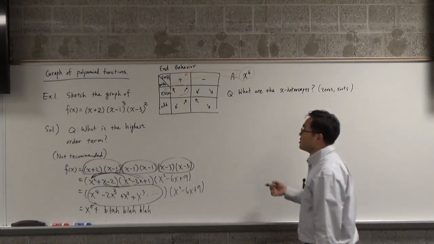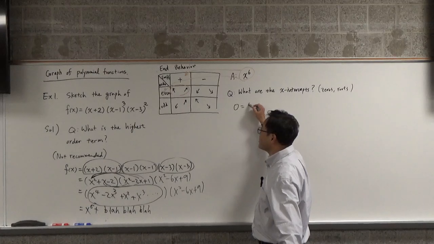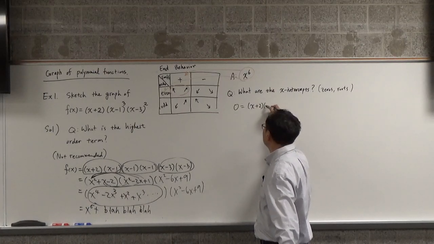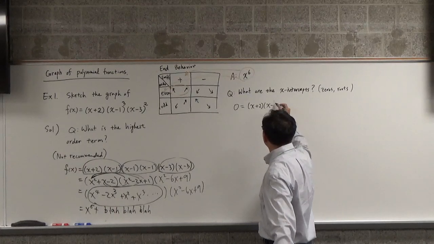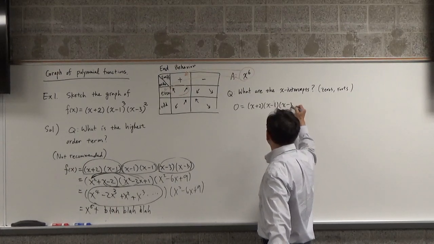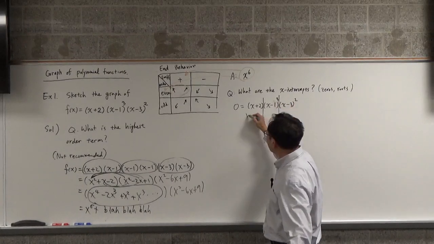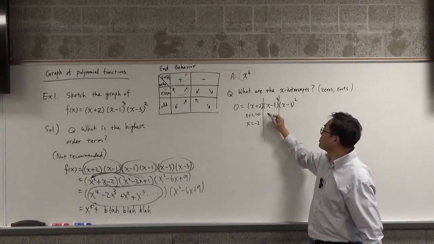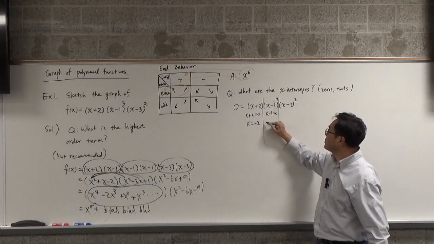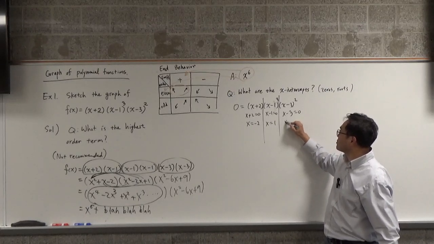And what is that? You set y as 0, right? So either x plus 2 is 0, in which case x would be negative 2, or x minus 1 is 0, in which case x would be 1, x minus 3 is 0, in which case x is 3.